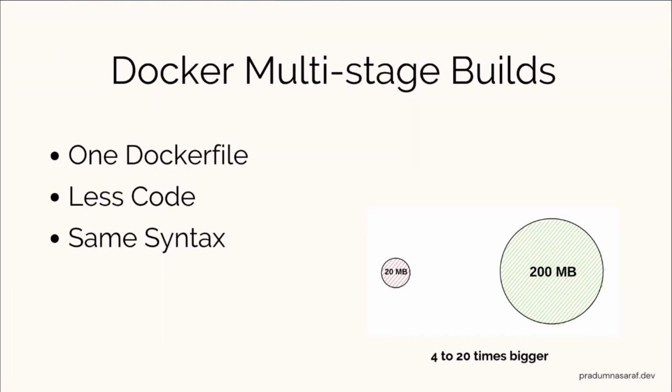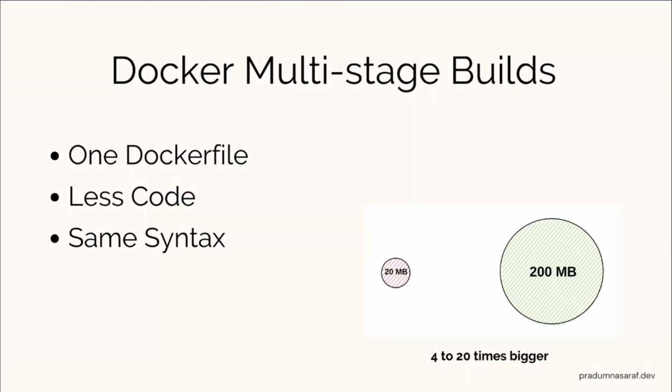If you are using multi-stage build in Docker, you need a single Dockerfile. You don't need to create multiple Dockerfiles to use this feature. Less code: of course, if your application contains less code, there's less to worry about, so less code comes with fewer bugs. Same syntax: if you are using multi-stage builds, you don't need to write a special syntax. You use the same FROM, COPY and RUN statements in the Dockerfile.